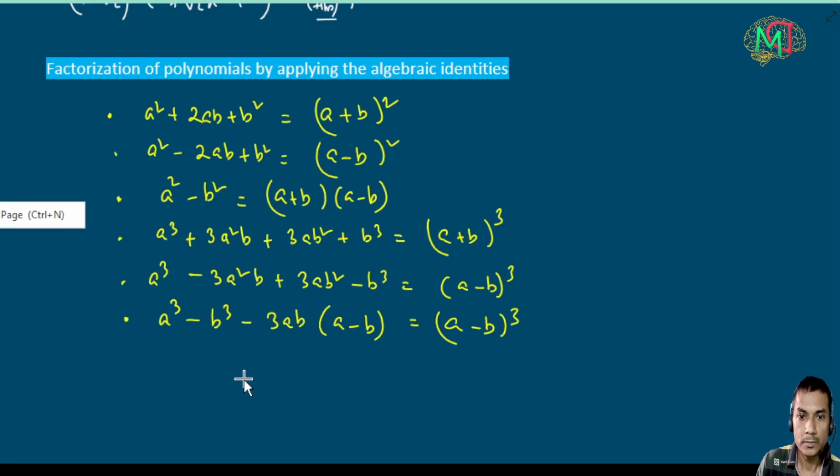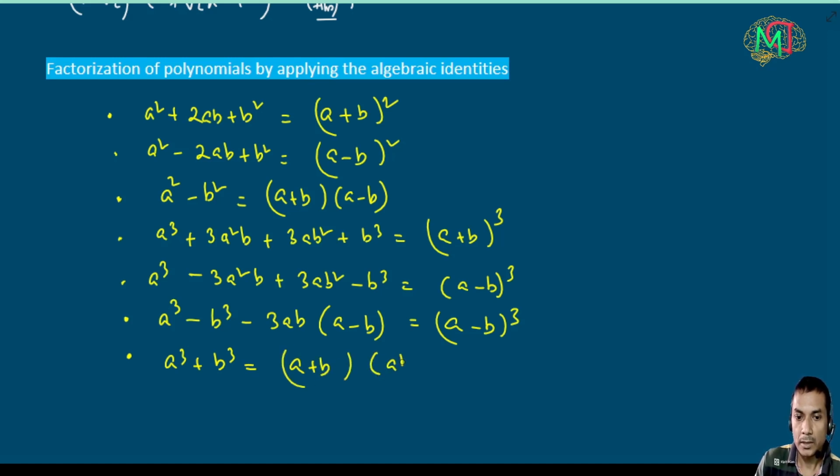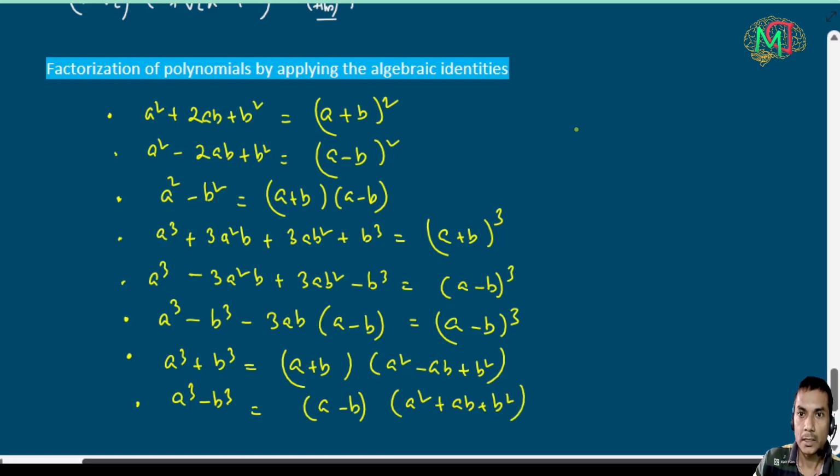Next is a cube plus b cube. If we get the polynomial in the form a cube plus b cube, we can write it as a plus b into a square minus ab plus b square. If we get the polynomial in the form a cube minus b cube, then we can write it as a minus b into a square plus ab plus b square. Clear?